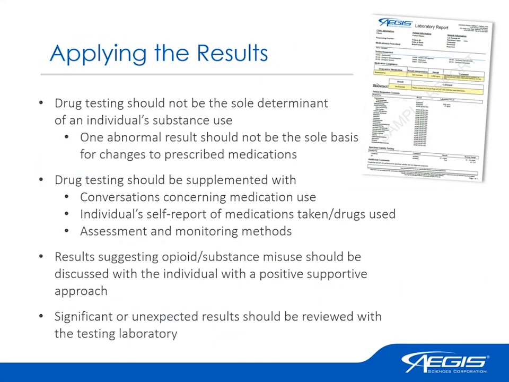When it comes to applying the results, drug testing should not be the sole determinant of an individual's substance use. One abnormal result should not be the sole basis for changes to prescribed medications. Drug testing should be supplemented with conversations concerning medication use, the individual's self-report of medications taken or drugs used, and other assessment and monitoring methods. Results that suggest opioid or substance misuse should be discussed with the individual with a positive and supportive approach, and any significant or unexpected results should be reviewed with the testing laboratory.